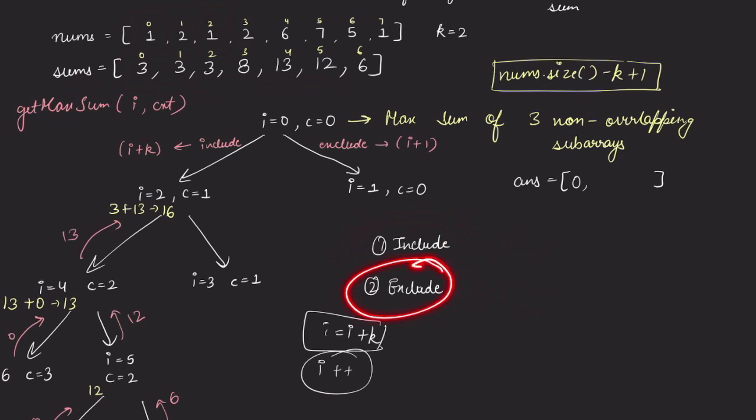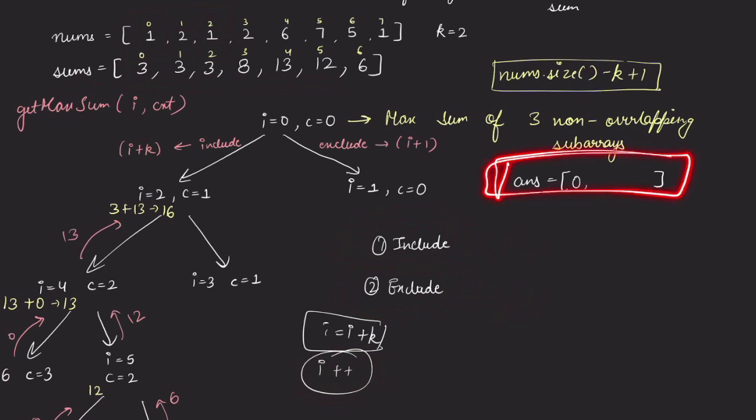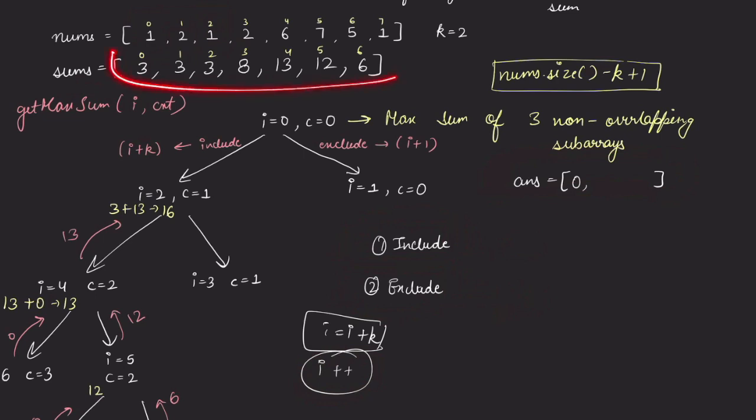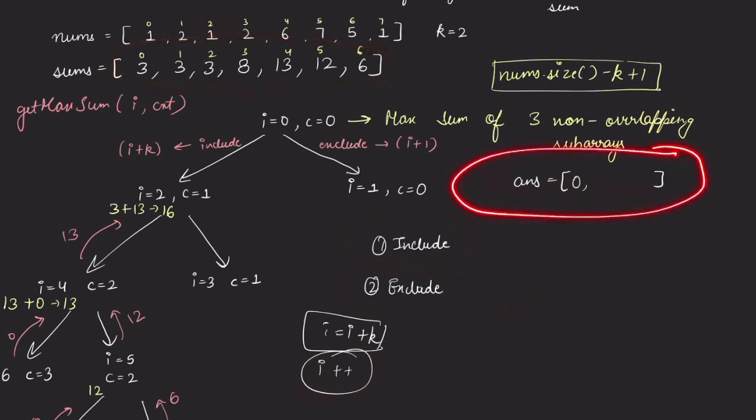Because if we exclude it, then we will move forward. We will do I plus plus and we will get an index which will come later on, right? So that is why we will include it here itself. And as soon as we have got our three indices, we will stop. So basically we can run a while loop that while our I is within this range and our answer's length is less than 3, we can keep on finding the answer. Now, how will you identify that for an index I, including it, what sum you are getting and excluding it, what sum you are getting?